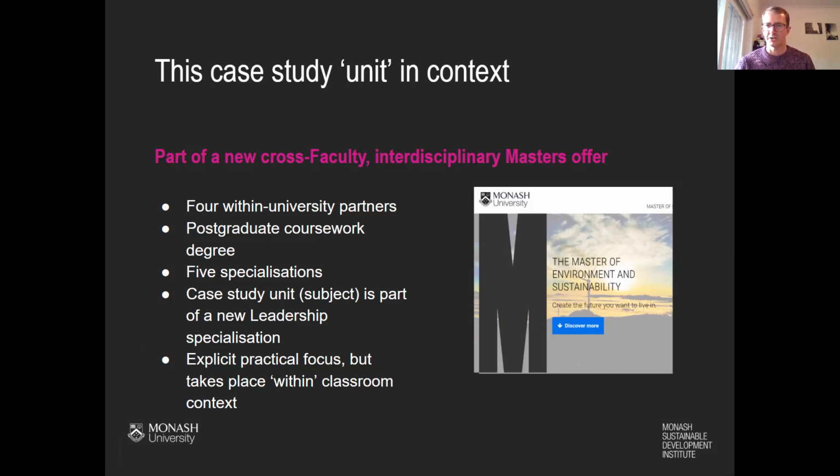It's a postgraduate coursework degree with 5 specialisations, of which this sits within a leadership specialisation, which was Australia's first postgraduate leadership offer relating to sustainability. And the unit that we're talking about has quite an explicit practical focus. We want students to think about how they can apply the concepts they learn in the real world, but it does take place entirely within a classroom context. There are other units in the masters where there's experiential opportunities to work with communities, industry partners, and so on.